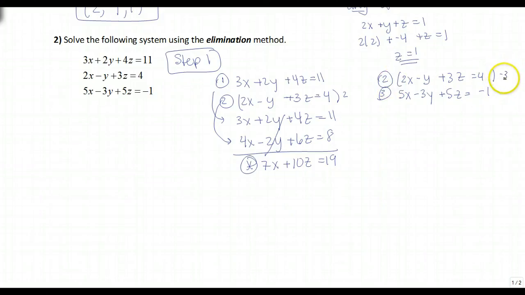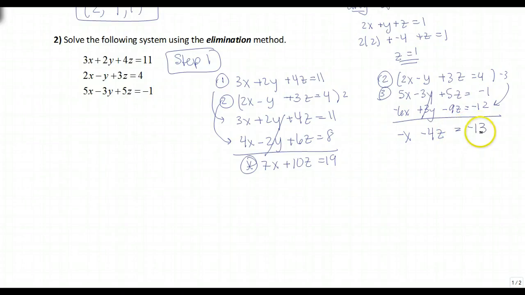I need to multiply my top equation by negative 3. So I have negative 6x plus 3y. See, that's why they cancel. Minus 9z equals negative 12. Add these two together. I'm at negative x minus 4z equals negative 13. So I'm going to star that one.